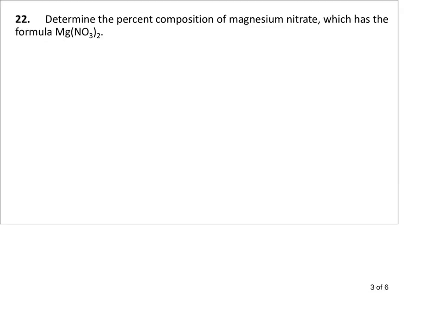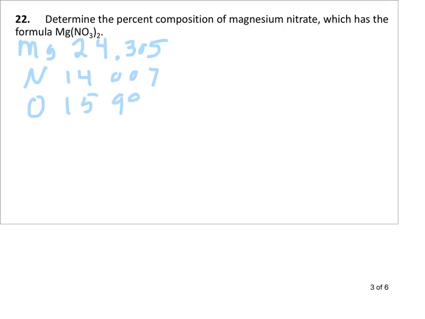And this time we've got magnesium nitrate. So we've got Mg's, N's, and O's. Go into the periodic table, we find molar mass of magnesium 24.305, nitrogen 14.007, and oxygen 15.999. As we've been doing a lot of these, you should start to remember some of these molar masses, like oxygen. We keep coming back to it over and over. It's good to remember them.